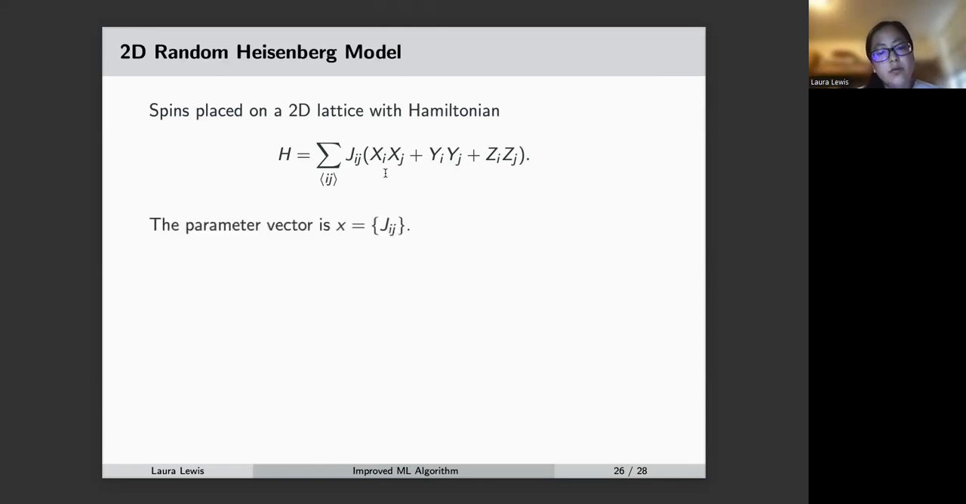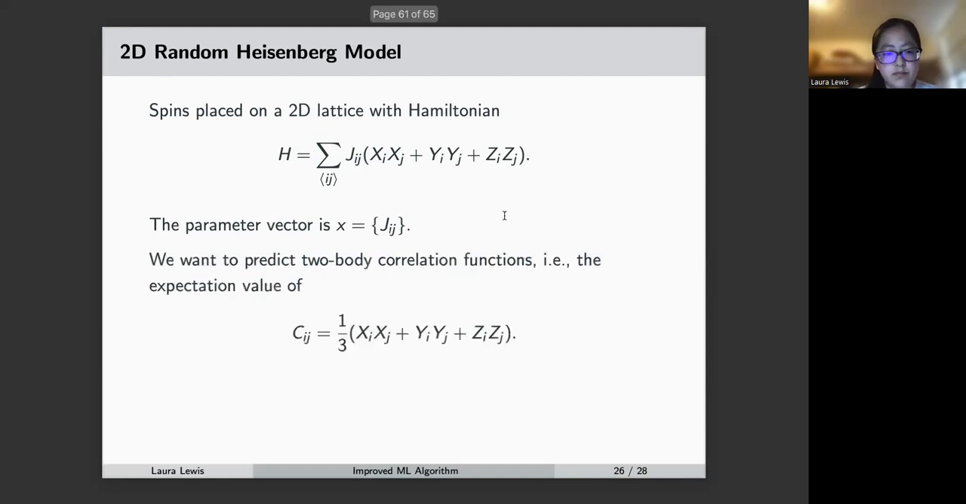And so to put this back into the framework of the ML algorithm, the parameter vector x is just all of these J_ij. And in this, we care about predicting two-body correlation functions, so the expectation value of these for each pair of qubits i and j.